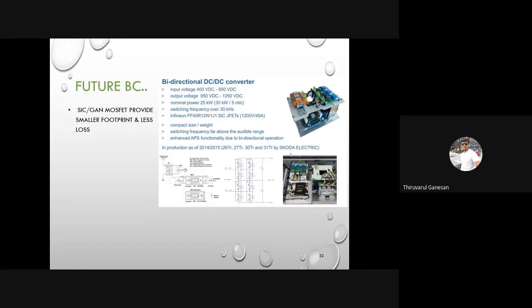Most of you know that currently we are using IGBT, which is a silicon device, and most of the power electronics semiconductors are silicon devices. This is the most advanced one, and it will be more compact, and I would say it has less power losses compared to the silicon one.